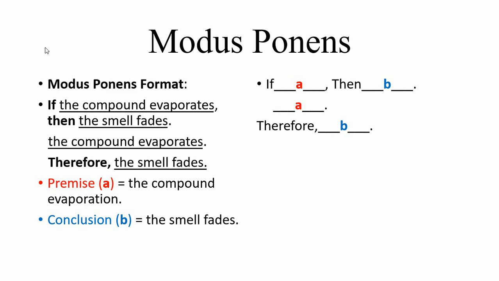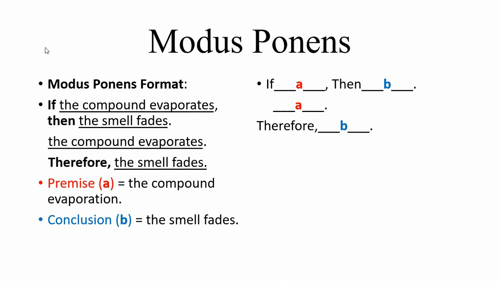So we have two premises and a conclusion. The logic is made simple and congruent. With modus ponens, we would say, if the compound evaporates, then the smell fades. The compound evaporates, therefore the smell fades.